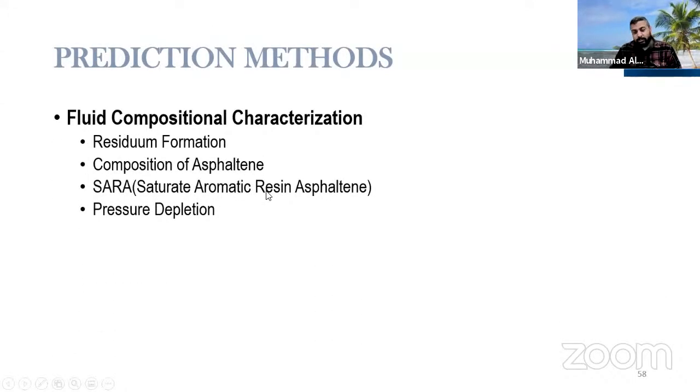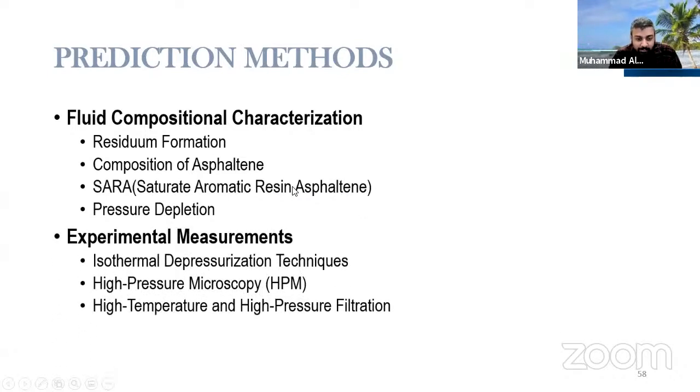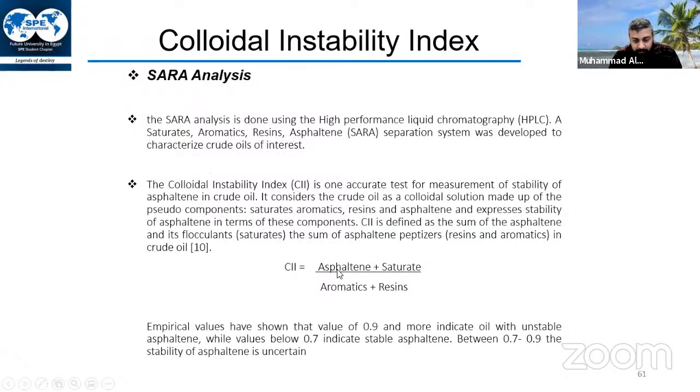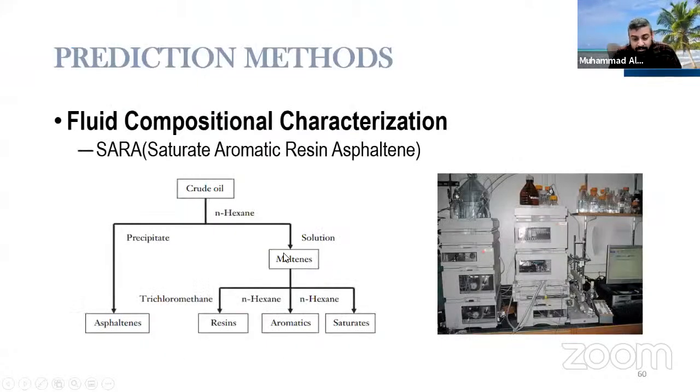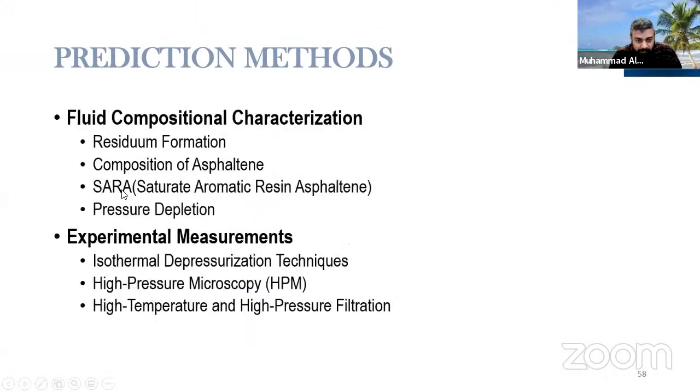Let's look at the composition. How can we find out that there is asphaltene? We have a test called the saturates, aromatics, resins, and asphaltenes test. We find out the saturate content, aromatic content, resin content, asphaltene content, and then we have an equation, the colloidal instability index, where we just add the numbers here. If the value is 0.9 and more, it indicates oil with unstable asphaltene; a value below 0.7 indicates stable asphaltene, and between 0.7 and 0.9 it's uncertain. So it's not really sure, but still we use it to find out with this SARA analysis. This is one of the methods.